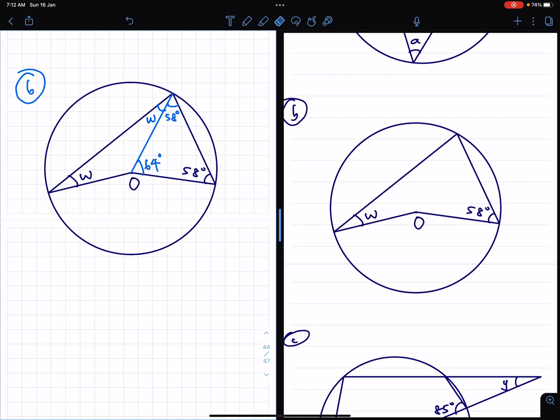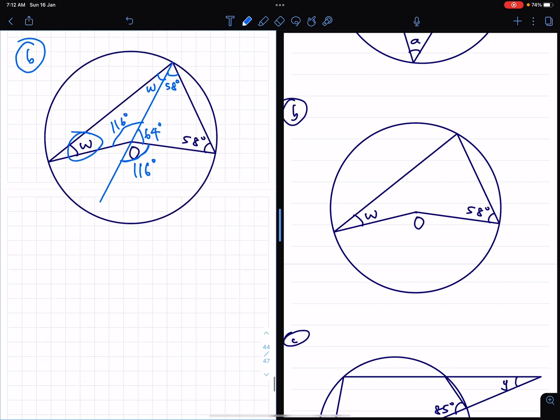If this is 64 degrees, then what do I do to find W? Okay, I can extend the radius here. If I extend this line, then this angle is going to be 180 minus 64. The whole of this angle is 180, so this one will be 180 minus 64, and that will be 116 degrees. If that's 116 degrees, this is also therefore 116 degrees, vertically opposite angles.